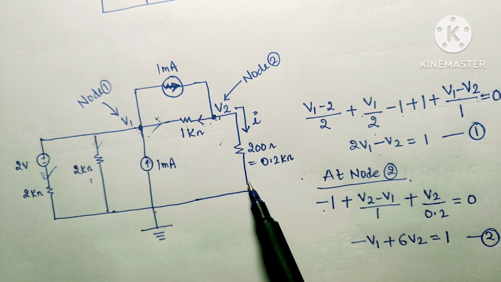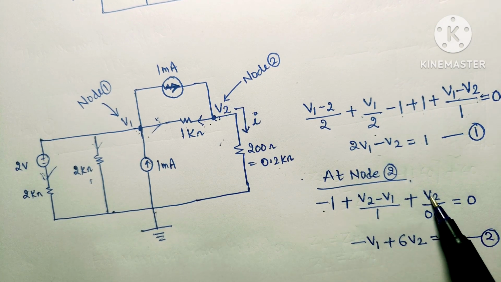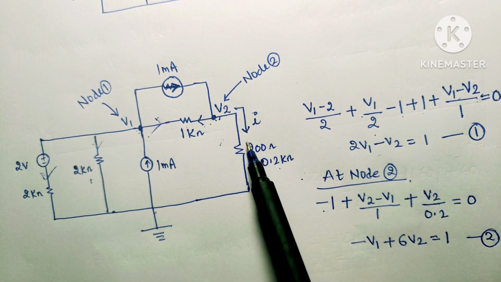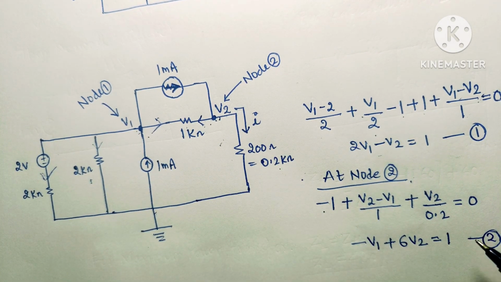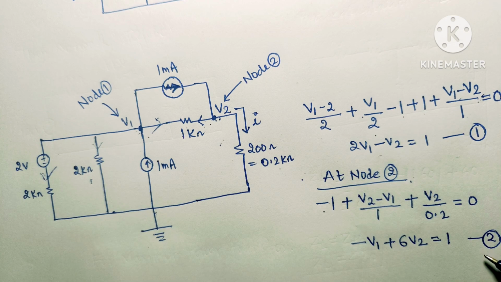In this branch what will be the current? V2 upon 0.2, so plus V2 upon 0.2. Since the current is flowing outwards, we have assumed this. Then this will be equal to 0. This equation will be rearranged and we will find equation 2.